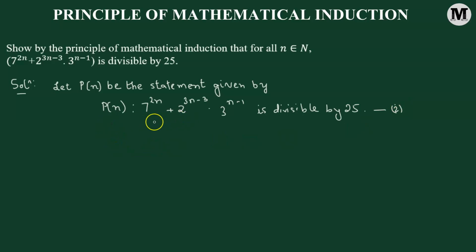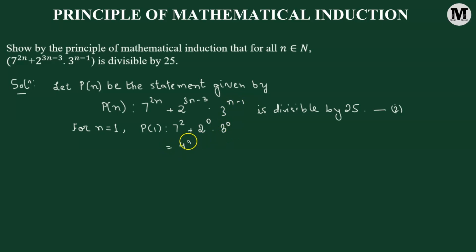Now, in order to show that this statement is true, we will check for n equals 1. That means for the first natural number 1, we'll check whether the statement is actually true or not. So we'll calculate P of 1. P of 1 is simply replacing the value of n with 1. So we have 7 raised to the power of 2 times 1, so that's 2, added to 2 raised to the power of 3 times 1 minus 3, so that's simply 0, multiplied by 3 raised to the power of 1 minus 1, so that's 0 as well.